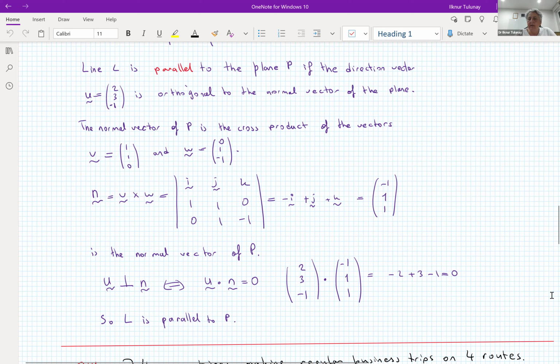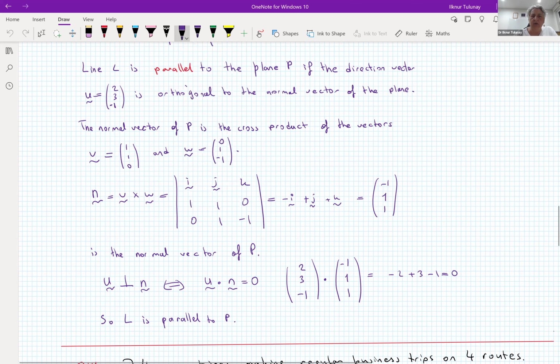We have i, j, k. This is how we calculate the cross product. I'm not going through the definition, I'm just doing the calculation here. You can have a look at the definition of the cross product if you don't remember, but hopefully you do. Here i, j, k is basically the standard basis of three-dimensional space, the vectors (1, 0, 0), (0, 1, 0), (0, 0, 1). This is the vector (1, 1, 0), and this is the other vector. So we are going to calculate the minors and the determinants of this.